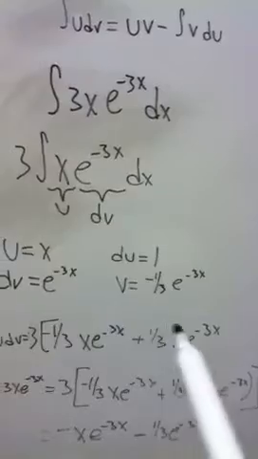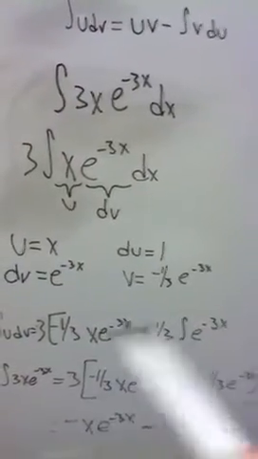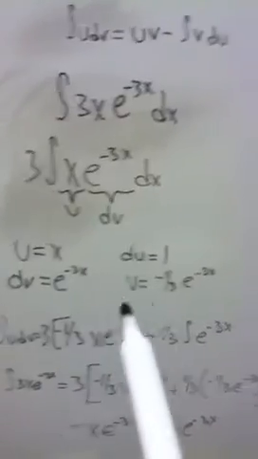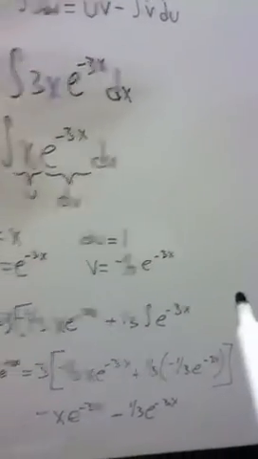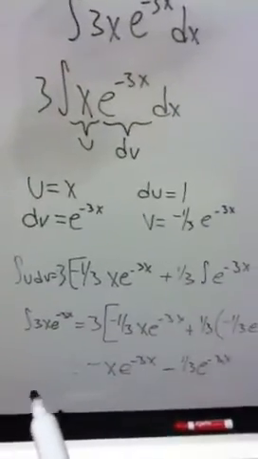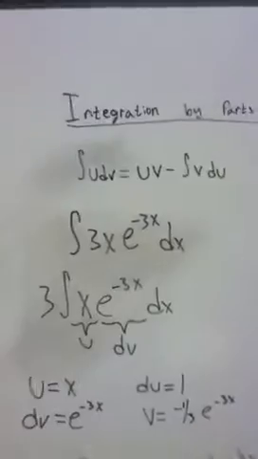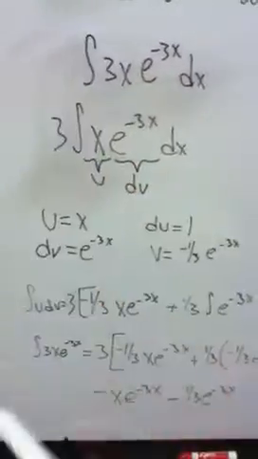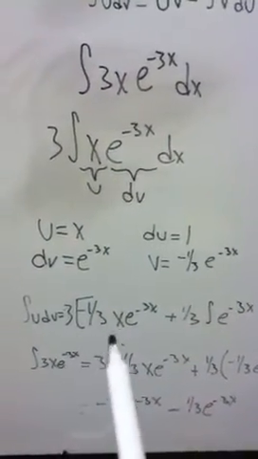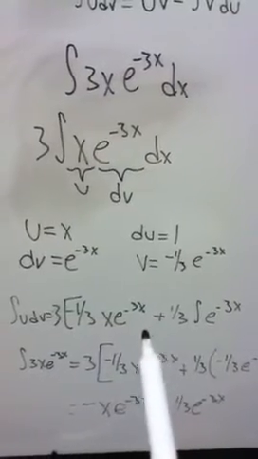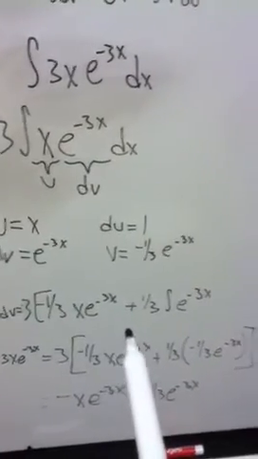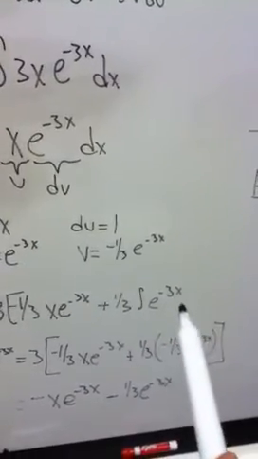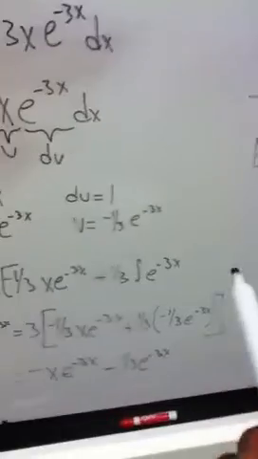We can find du and v by solving the derivative of x, which is 1, and the integral of e to the negative 3x, which is negative 1/3 e to the negative 3x. We then plug those into the formula and get 3, because we moved the 3 out since it was a constant, times the quantity of negative 1/3 x e to the negative 3x, because that is u times v, plus 1/3 times the integral of e to the negative 3x, because that would be the minus the integral of v du.